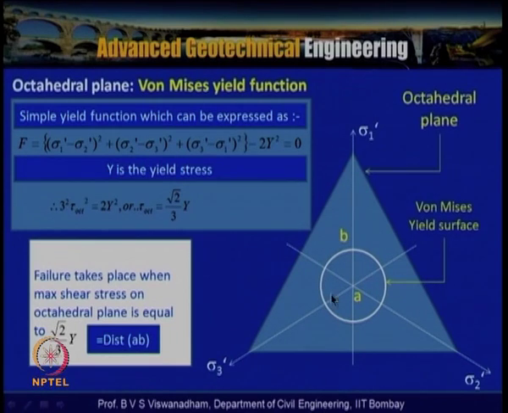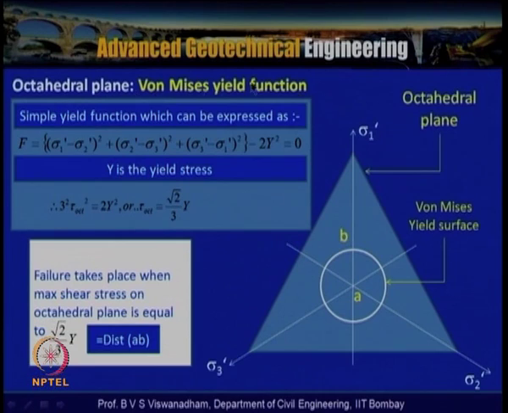So, the von Mises yield surface is like a circular cylinder having a diameter equivalent to 2 root 2 by 3 into sigma y, the yield stress. Failure takes place when the maximum shear stress on the octahedral plane is equal to root 2 by 3 into y. So, this is the radial distance AB.